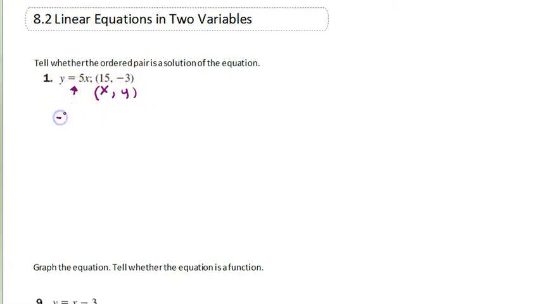So we have -3 equals 5 times 15. Well, -3 does not equal 75. So no, this ordered pair is not a solution to the equation.